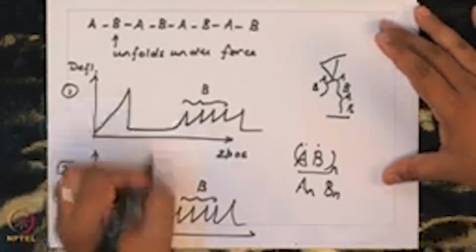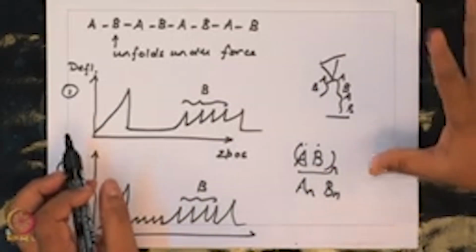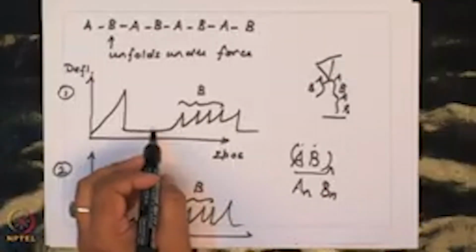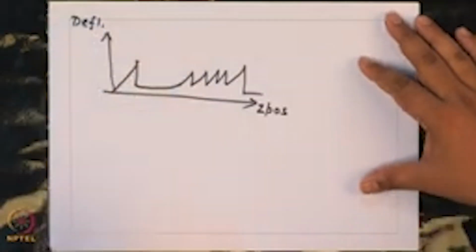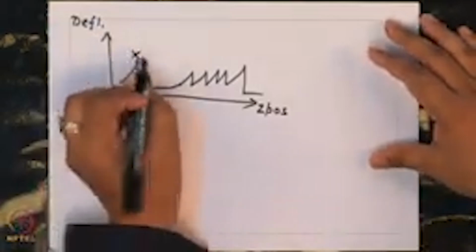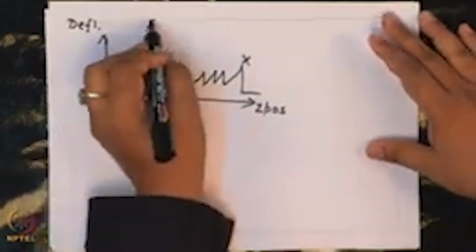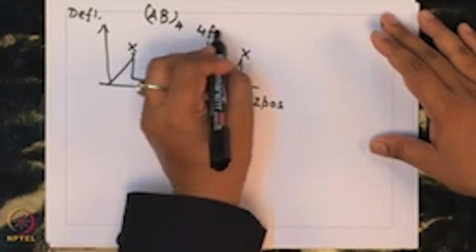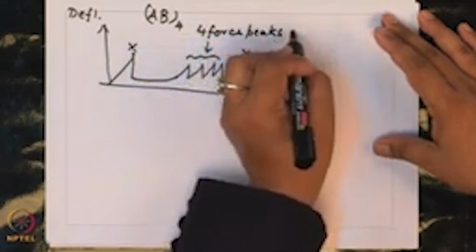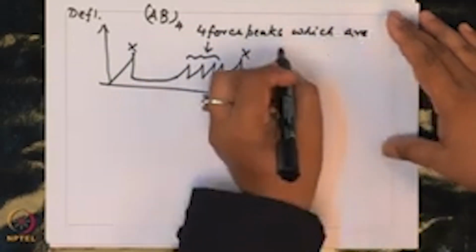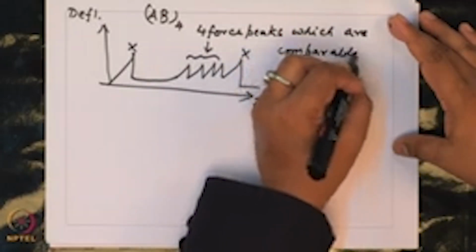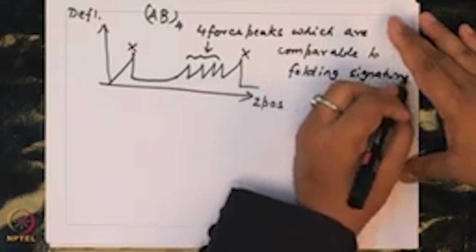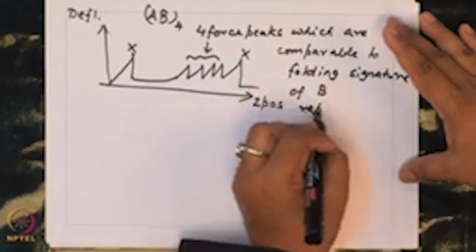So, this would suggest that both these cases are 2 possibilities in which A has somehow given your signal. Let us first try to understand what would have happened in this particular case. Let me redraw this case. Disregarding this and the last force, you have a protein which is (AB)4. So, you have these 4 force peaks, which are comparable to the folding signature of B reported in literature.